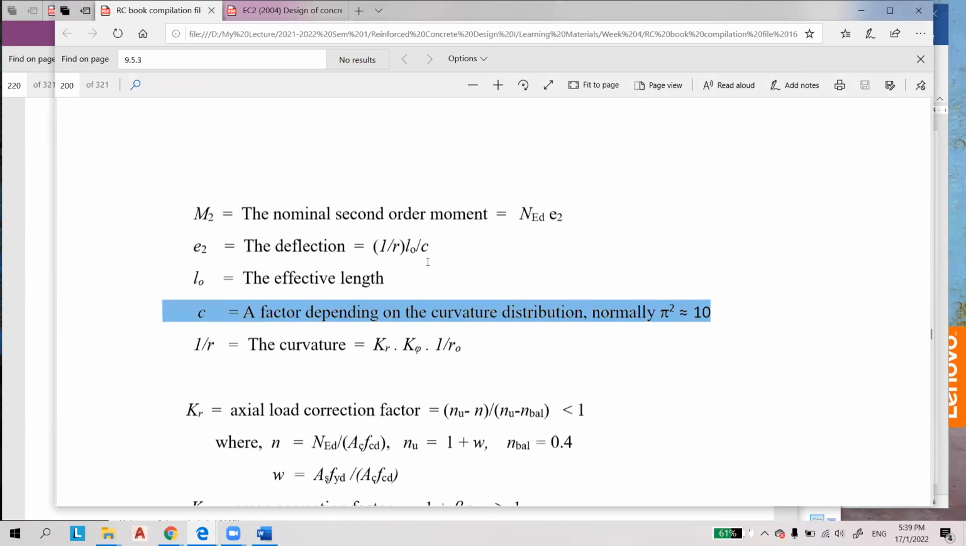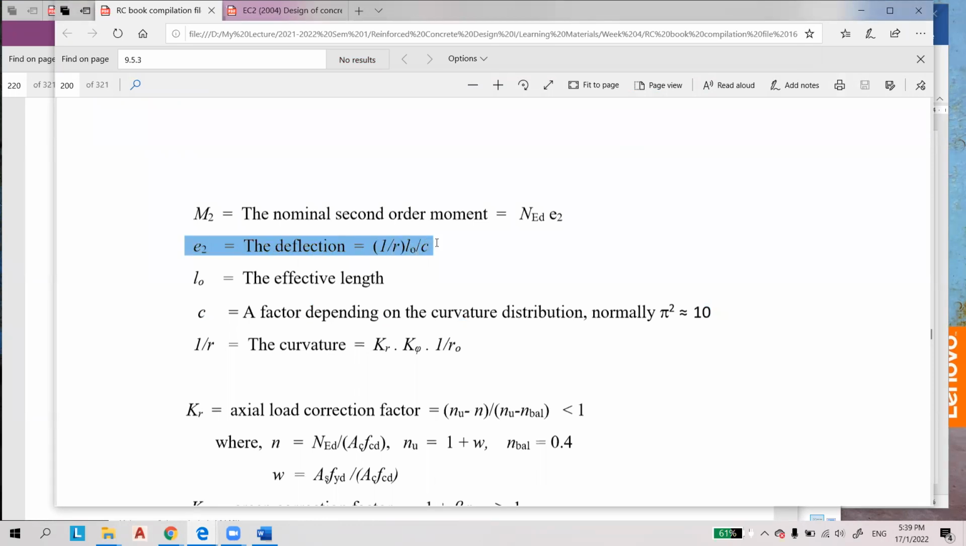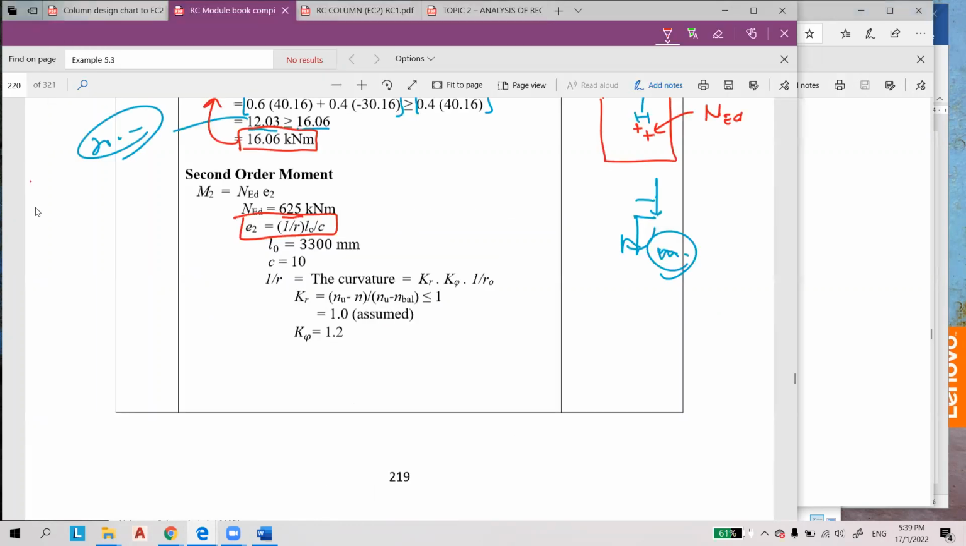Simply use C equal to 10, and E2, the deflection, is equal to 1 over R times L naught over C. This is the equation for E2. Here 1 over R is the curvature, which is KR times K phi times 1 over R naught.